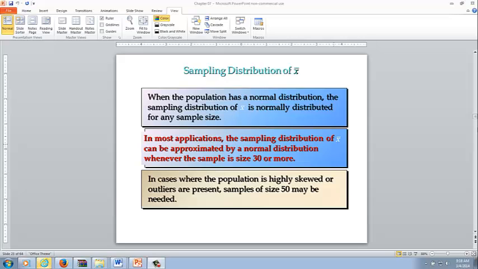Third, if the population is very different from being normally distributed, if it's highly skewed or there are outliers, then so long as the sample size is greater than 50, then we're okay, and we can use the normal distribution for the sample mean. Hence, a large sample size is very helpful. But not quite always, because let's look at page 22.